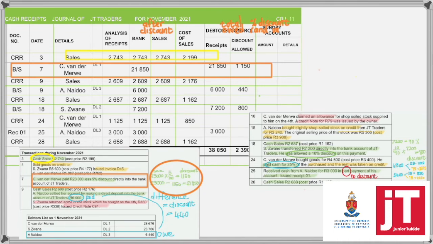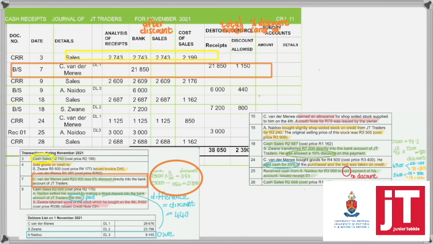and the discount will always just be the percentage discount in Rand value. So please note in your answer booklet that I showed you both layouts of the cash receipts journal, the debtors receipts discount split, or just the debtors control column and the discount allowed column. So please go look at that. The difference is that when we have a debtors control column, we won't record 21,850, but we'll record the total owed of 23,000 Rand.